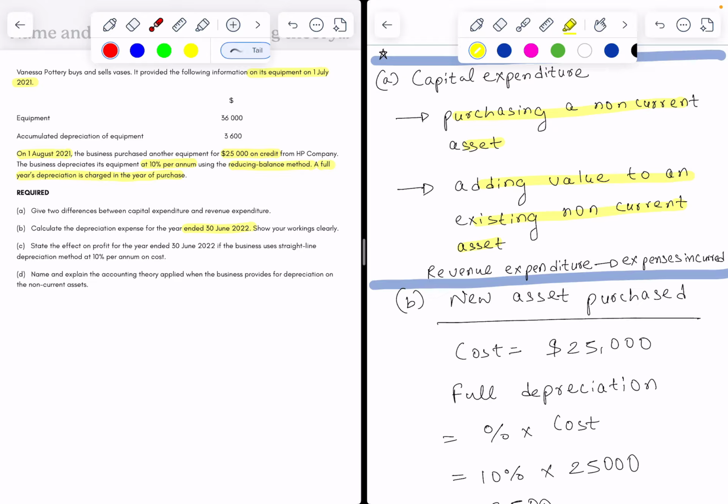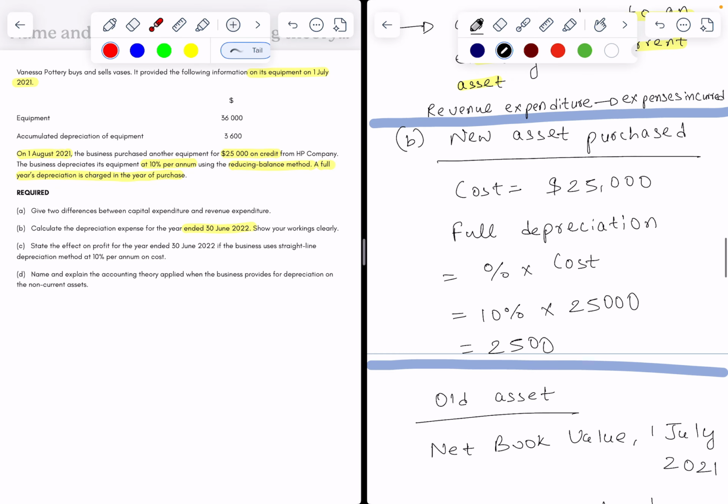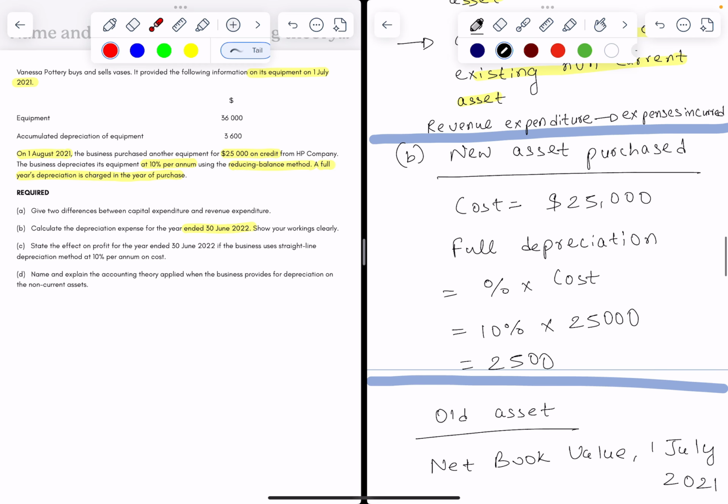Calculate the depreciation expense for the year ended 30 June 2022 and show all of your workings. Okay, so based on the paragraph that is given to us, we know that on the 1st of August 2021, the business bought a new asset, all right? And the cost of this new asset is $25,000. And based on the business policy, as mentioned in the very last line of the question, the business applies a full depreciation in the year of purchase.